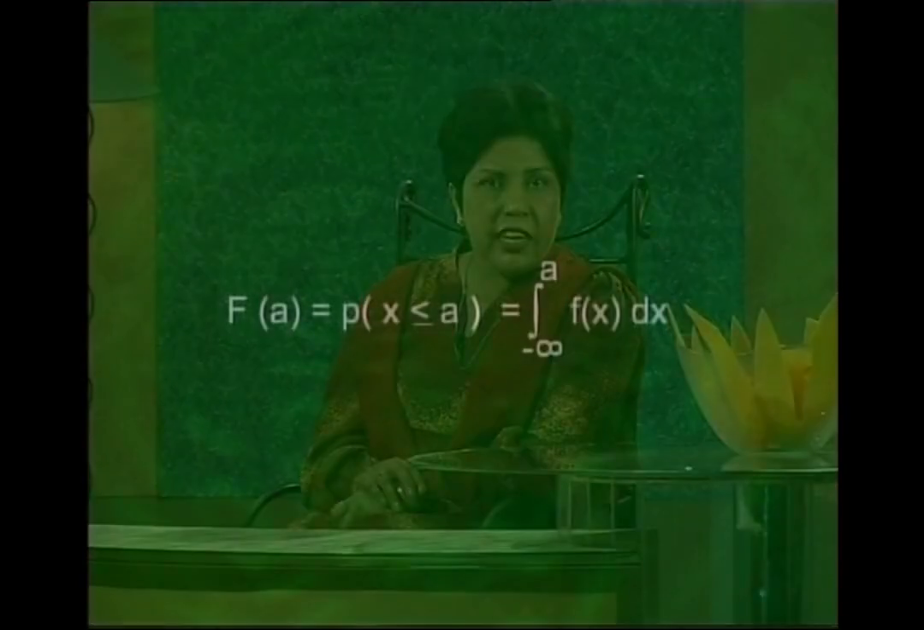So the distribution function will also be found through integration, and that integral will always start from minus infinity and go up to a particular value A, up to where we want to find the probability. As you now see on the screen, capital F of A is equal to the probability that X is less than or equal to A, exactly the same definition that we had in the case of the discrete random variable, and this probability that X is less than or equal to A is equal to the integral from minus infinity to A of the function f of x with respect to x.